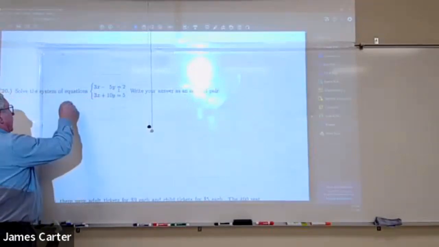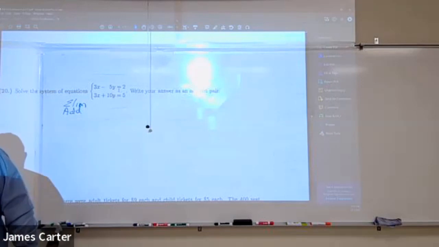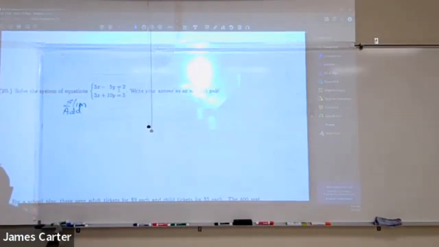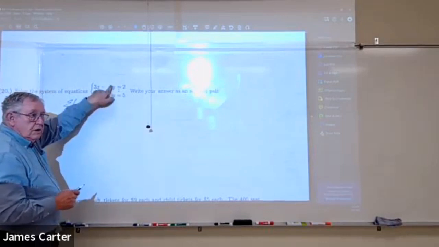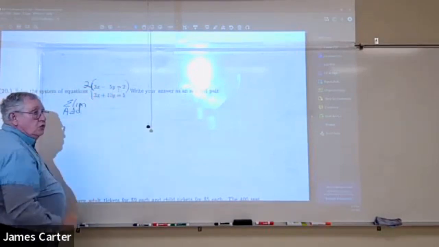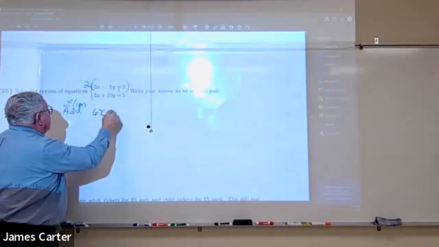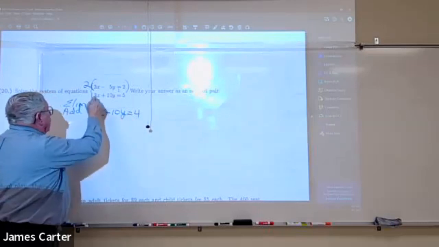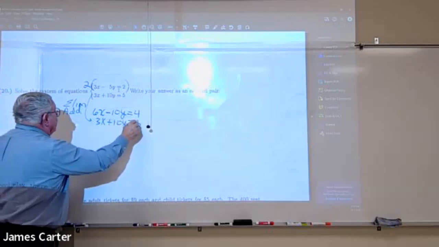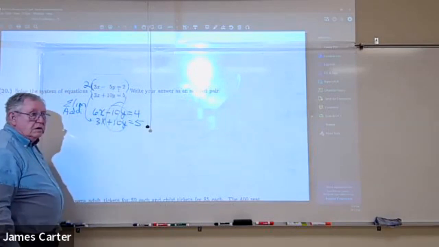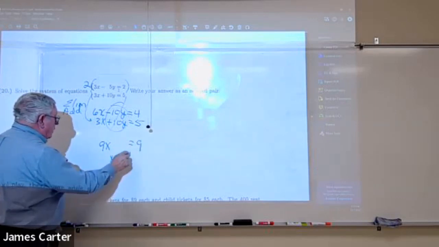When we do it by the elimination method, or sometimes called the addition method, what is the first thing we do? We get an opposite pair. Do I have an opposite pair? No, but almost. So if I multiply this one by 2, then I've got 6x minus 10y equals 4. And the second equation is 3x plus 10y equals 5. Those two go away, leaving me 9x equals 1.